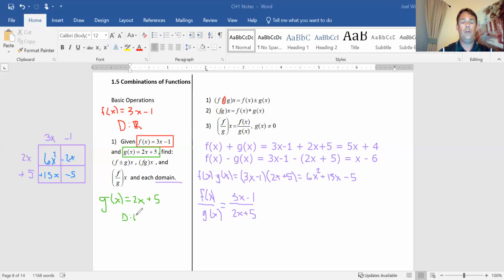So that means we don't have to worry about any domain conditions as we go to these new functions of ours. So let's take a look at this first one. F of x plus g of x was equal to 5x plus 4. All right, so if that's our new function, does that have any denominators? No. Does it have any square roots? No. So the domain for this will also be all real numbers.